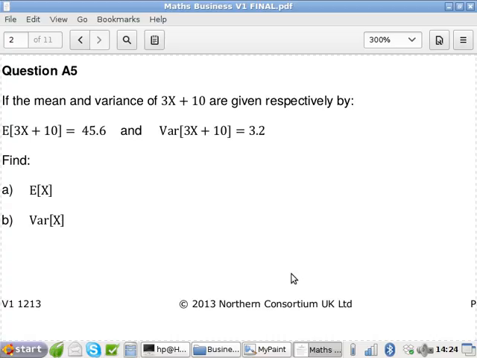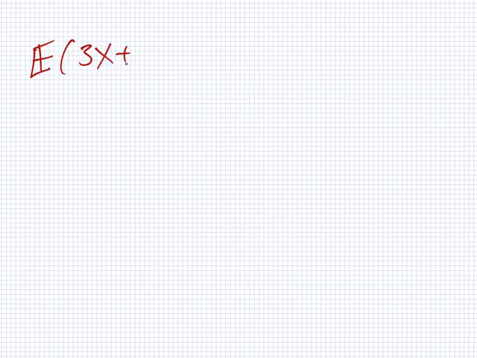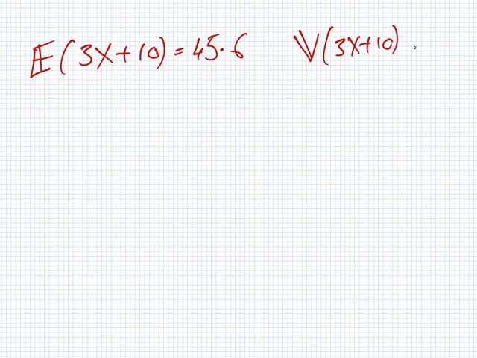Finished? Leon? Finished? Yeah. Okay, will we do this one now? Yeah. So, what was the first equation they gave me? Expected value of 3x plus 10 equals 45.6, okay, and then variance of 3x plus 10, the same thing of course, equals 3.2.